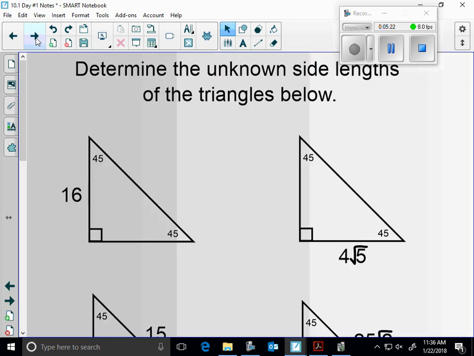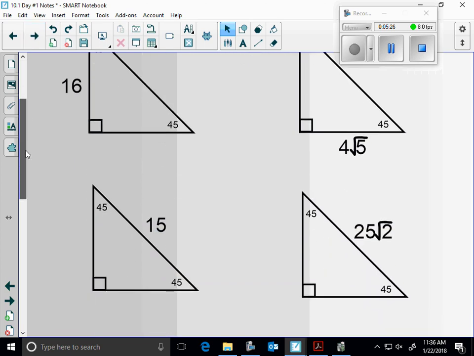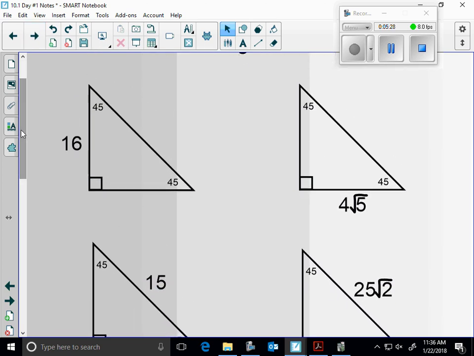Okay, let's keep moving. Determine the unknown side lengths. All right, go ahead and pause the video, and when you come back, you'll see some answers.